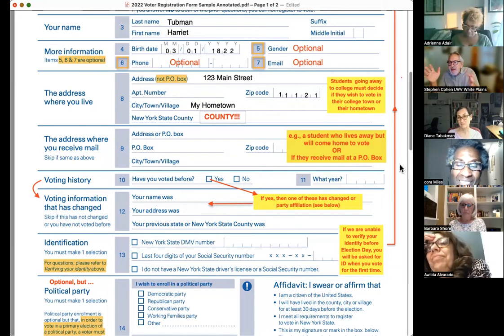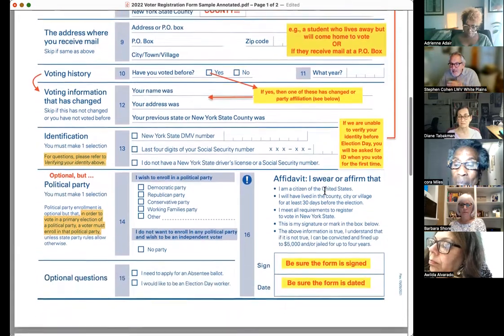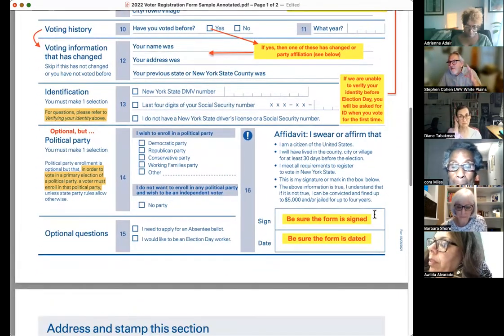So when they complete the form, they must complete it. You may not write anything in on the form because that could potentially invalidate it. So you must make sure that they fill it all out. And if they fill it out incorrectly, then they need to cross it out and write it in themselves. Last but not least, make sure they sign the form and date the form.